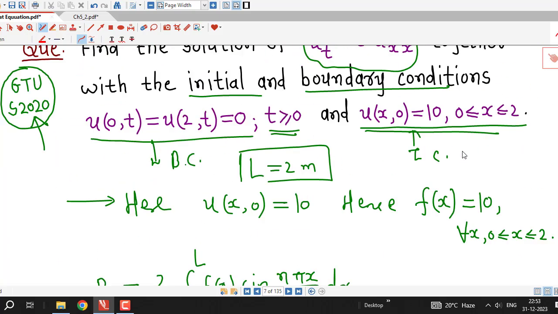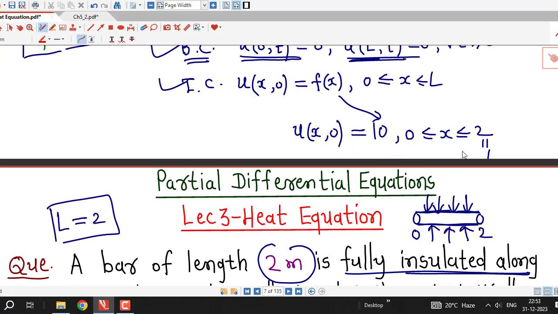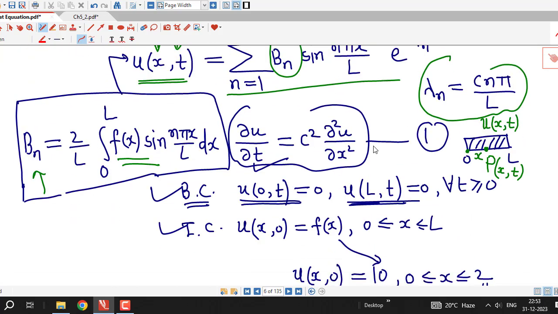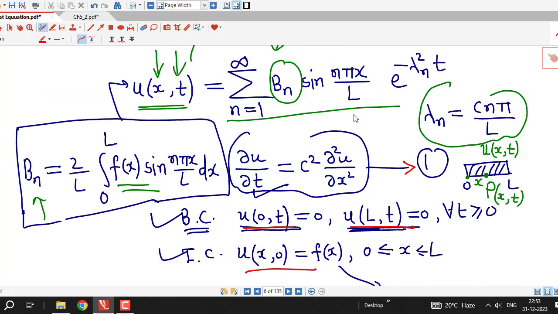All we have to remember is this formula, that suppose heat equation is given with temperature 0 at the endpoints and initial condition ux0 equal to fx, then its solution is given by uxt equal to sigma bn sin n pi x over L e raised to minus lambda n square t, where lambda n is cn pi over L and bn is given by this formula.